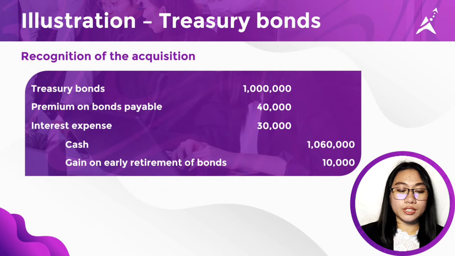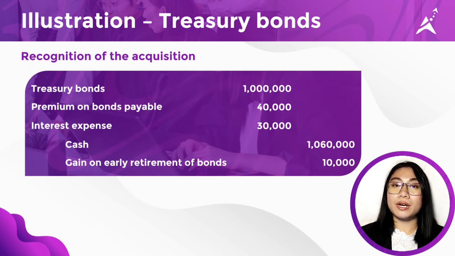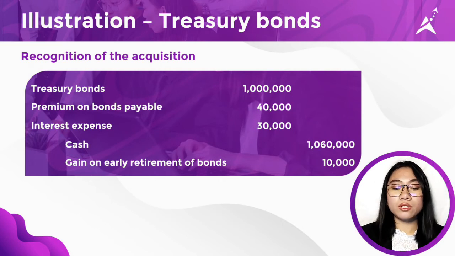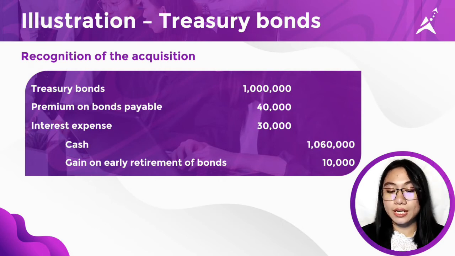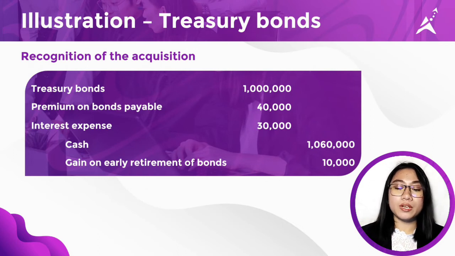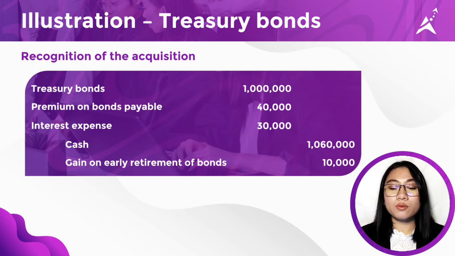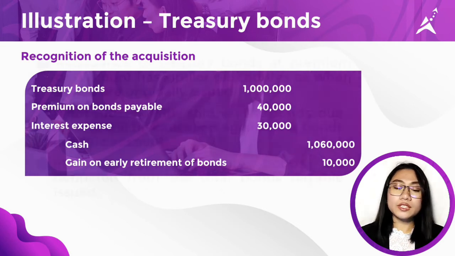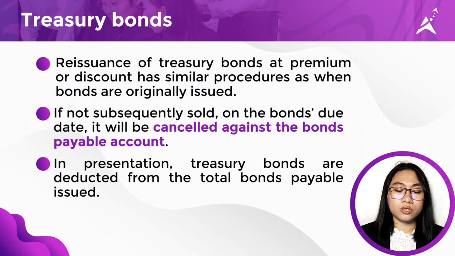So, our journal entry for this is, first, we debit the treasury bonds, as I have mentioned earlier, at face value, which is 1 million. And then we debit also the premium on bonds payable for 40,000 and the interest expense for 30,000. And then we will credit the cash for 1,060,000 and the gain on early retirement of bonds for 10,000. After the recognition of the acquisition, ayan, pwede natin i-reissue na, yun nga.